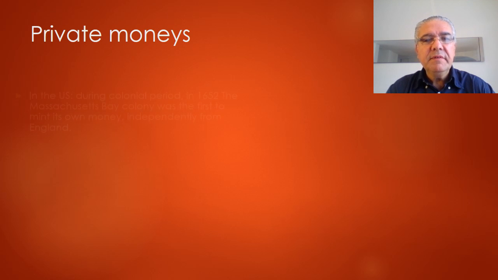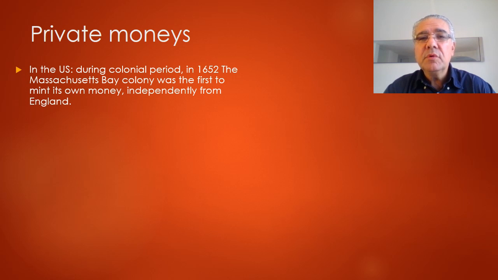So let's start with private monies, and we're going to take the example of the United States. During the colonial period, in 1652, we have the Massachusetts Bay Colony, which prints its own money in violation of the fact that they are subjects of the English crown, and so they are starting some sort of independence movement, at least on the monetary front at that time.